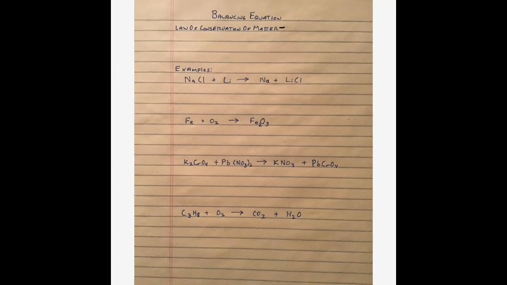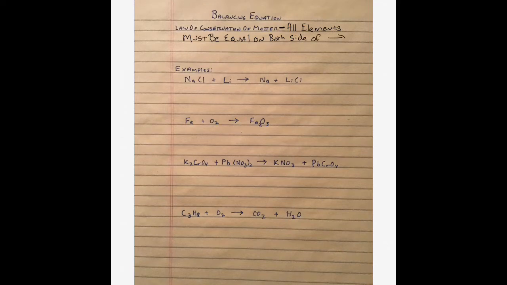Today we're going to talk about balancing chemical equations. The first thing we want to remember is that the law of conservation of matter governs balancing equations. The law of conservation of matter tells us that all elements must be equal on both sides of the arrow. So that means that I have to have an equal number of each individual element on both sides so that I do not destroy any matter.